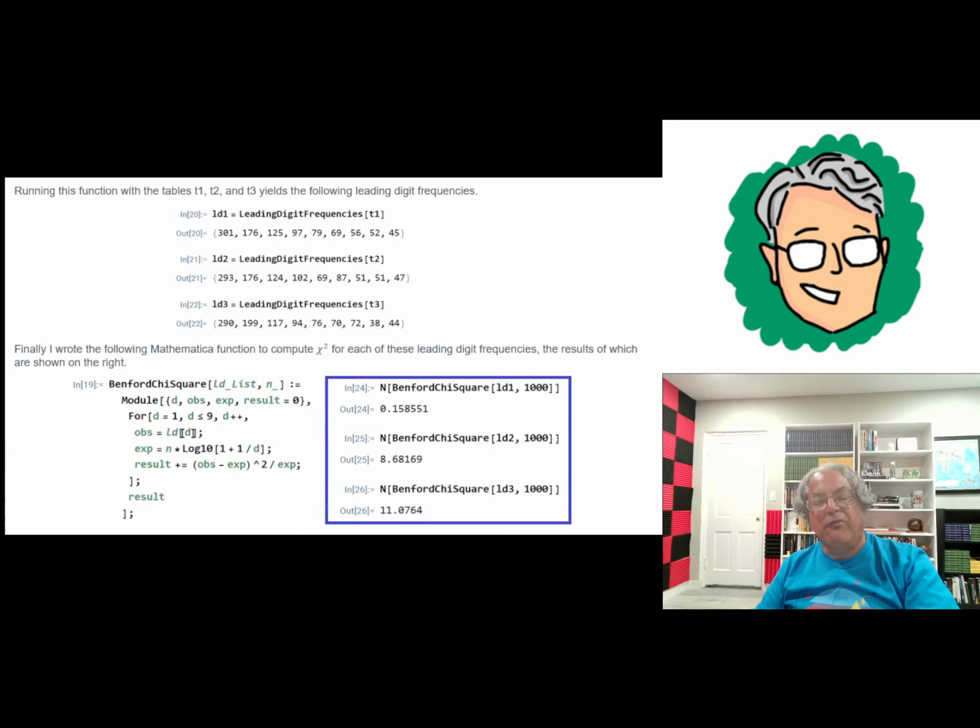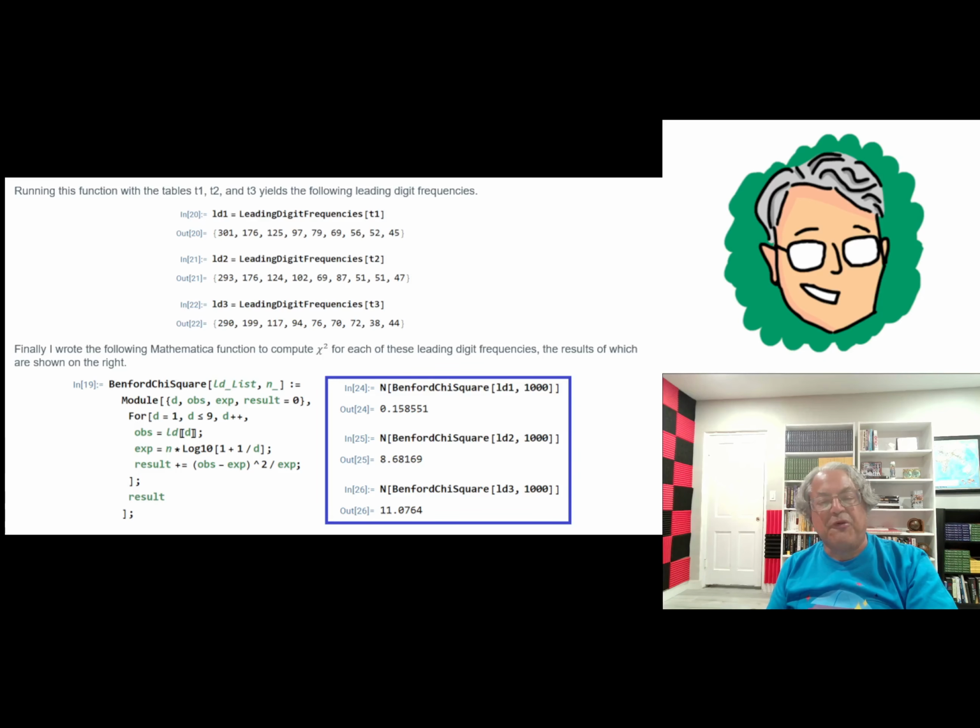And then here's the results. So finally, here are some results. These three tables I'm calling LD1, LD2, and LD3, these are just the leading digit frequencies of the elements of T1, T2, and T3 respectively. And I think you can see that they all have pretty much the same distribution. As it turns out, all three of these data sets do follow Benford's law.